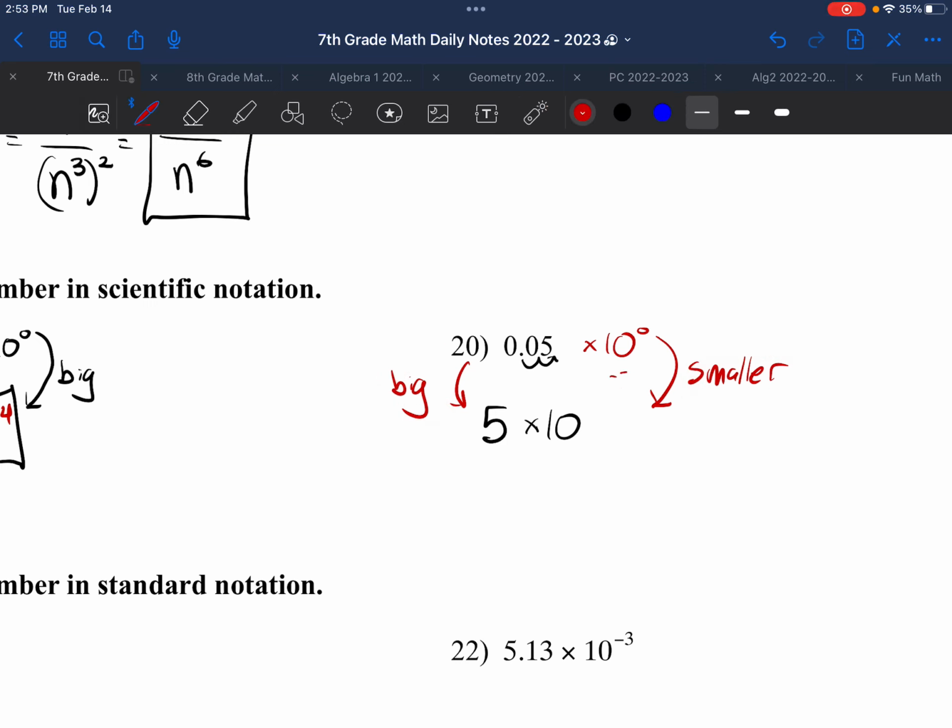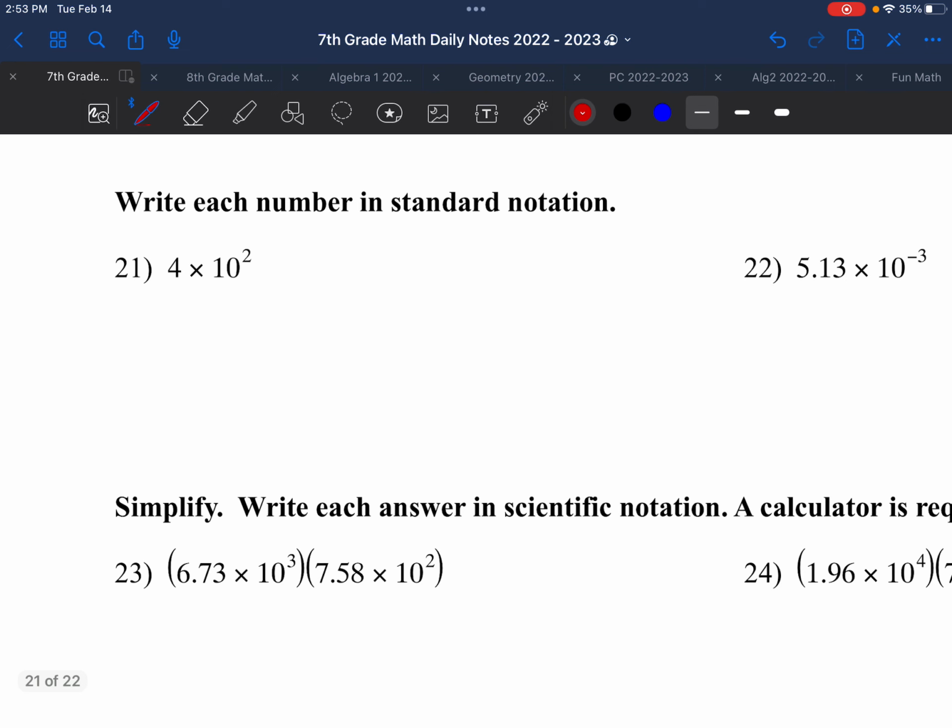I'm going to be subtracting 2. Why 2? Because there are 2 jumps. So I'm going to be doing 0 minus 2, which is just negative 2. And there's my final answer, 5 times 10 to the negative 2. In number 21, now we're going backwards into standard notation. Now we're trying to get this power of 2 to the power of 0. So I'm going to go ahead and preemptively write times 10 to the power of 0 to help explain, and I'll simplify it in a sec.